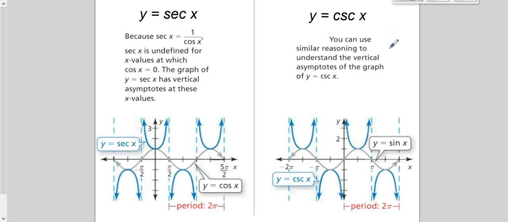And then cosecant, we build that one on sine. Wherever sine x crosses the x-axis, that's the asymptotes for cosecant. And one period is 2 pi. All right, let's give it a try.